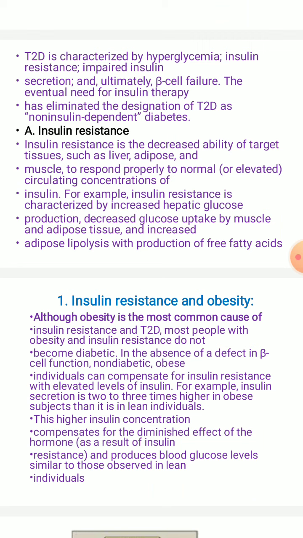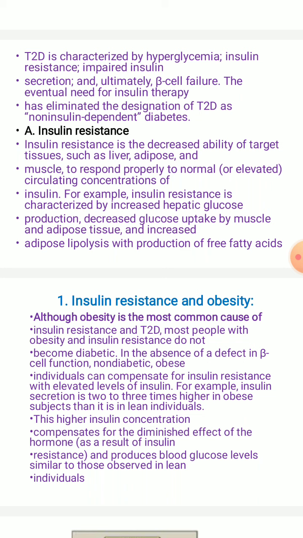For example, insulin secretion is 2 to 3 times higher in obese subjects than in lean individuals. Understand? So insulin secretion is 2 to 3 times higher in obese subjects than in lean individuals. This higher insulin concentration compensates for the diminished effect of the hormone as a result of insulin resistance, which ends up in a blood glucose level similar to that observed in lean individuals.